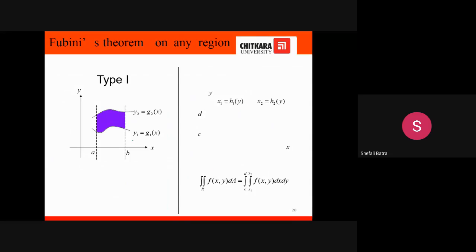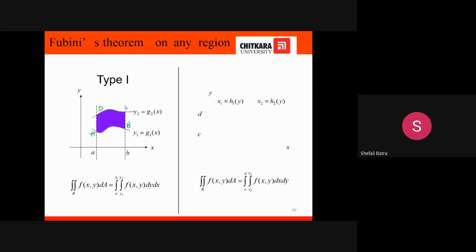This is your x-axis and this is your y-axis. This is any curve. Let's say y1 is equal to g1(x), and this is another curve, y2 is equal to g2(x), and this is the line x is equal to a, and this is the line x is equal to b. Now the region of integration is this. This is a, b, c, and d.